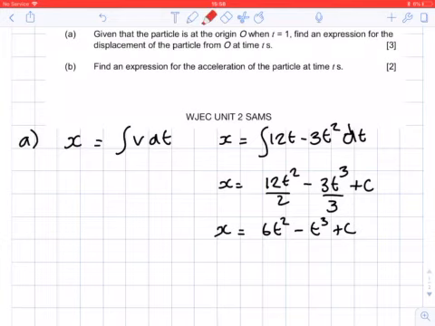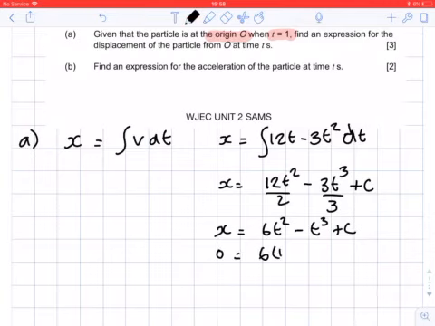But now my big challenge is what is c, because I don't have a proper expression for displacement until I find c. So I look for my initial conditions, and straight away I can see the particle is at the origin when t equals 1. Now because we measure displacement from the origin, our displacement would be 0 if it's at the origin when t is 1.